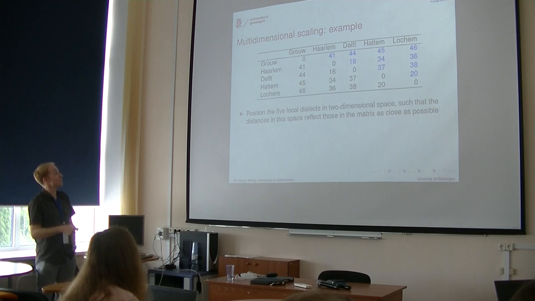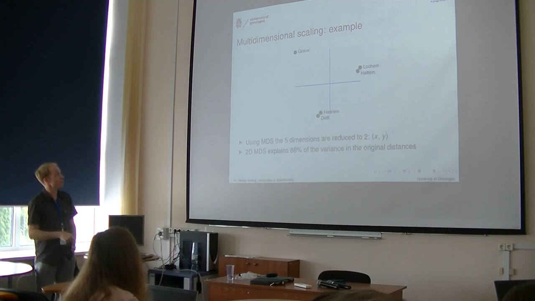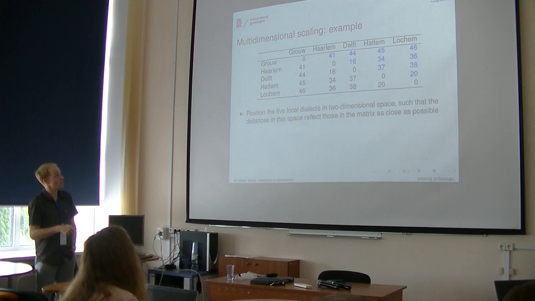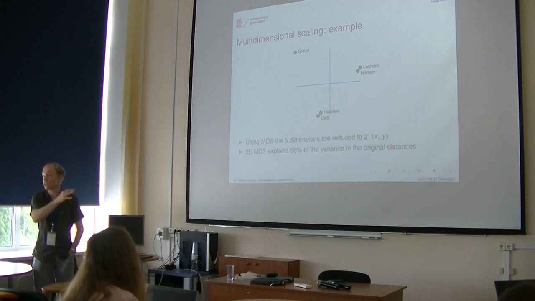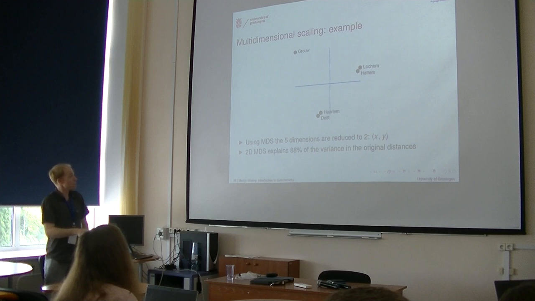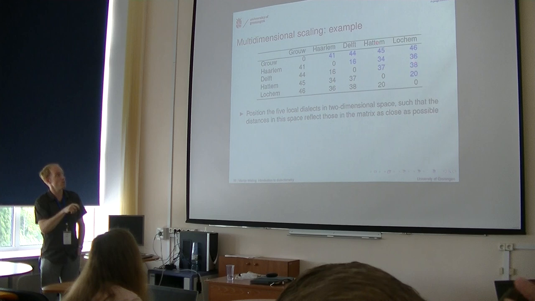So here we have the same data as before, the linguistic distances between the locations. Now we position the five local dialects in two-dimensional space. We'll first do it in two dimensions, later in three, such that the distances in this space reflect those in the matrix as closely as possible. And the result would be something like this. If I reduce my five locations to this, we get something like this. Haarlem and Delft are very similar, and Hattem and Lochem are very similar, and they are both very different to Graaf. You can see some resemblance with the cluster-based dendrogram we had before. And in this plot, already 88% of the original variation of all these distances is incorporated.